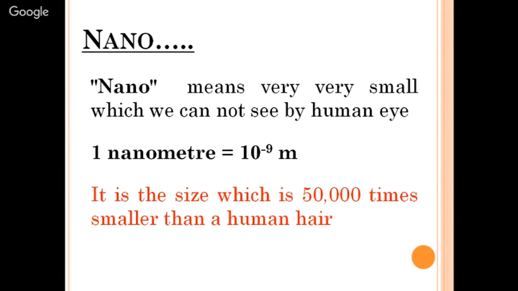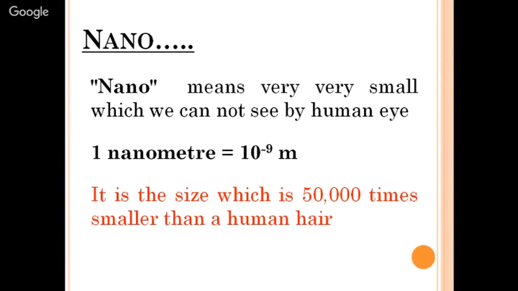So you can see this is a human hair of the head, and nano is 50,000 times smaller than this human hair. Can you see this small size? Now imagine 1 millimeter in your mind. What is 1 millimeter on the scale? This is 1 millimeter, very small. In your mind, please imagine it.